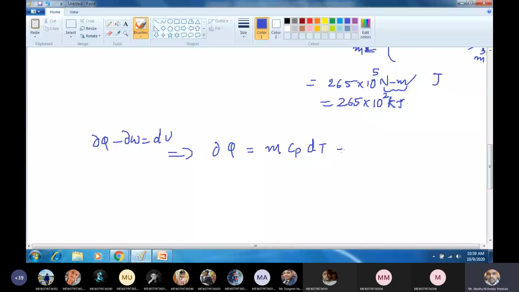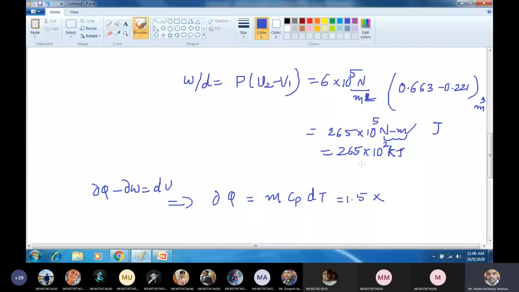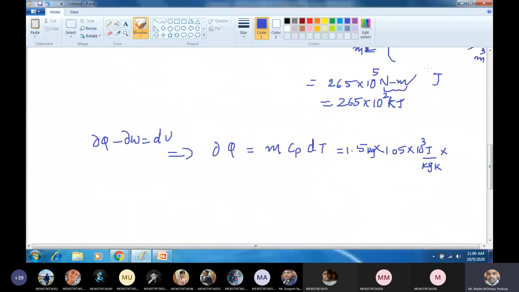For the constant pressure process, m into cp into dt. The m value is 1.5 kg, and the cp value given is 1.05 into 10 power 3 joules per kg Kelvin. Into the temperature difference: T2 we got as 900, T1 is 300. So the temperature difference is 600 Kelvin.